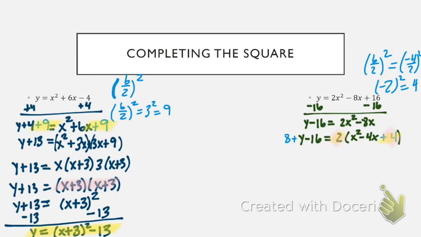So if a is 1, like the first example, you just take the b over 2 squared value and add it to both sides. If a is not 1, then when you pick the value to add to the other side, you have to multiply what's inside the parentheses by what's outside, by what you factored out. All right, so on the left side, 8 minus 16 is minus 8, so we have y minus 8.